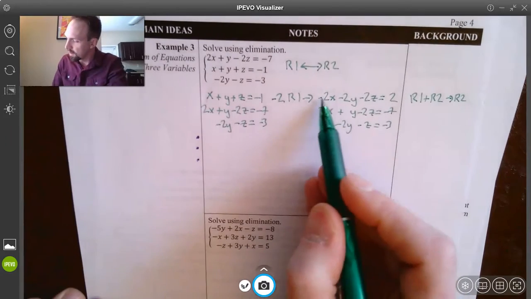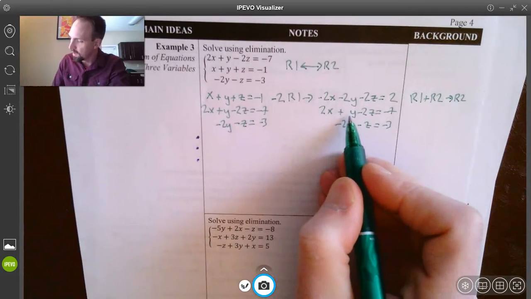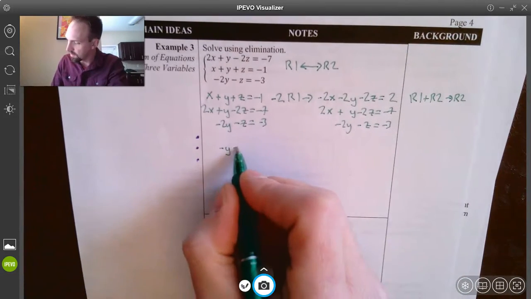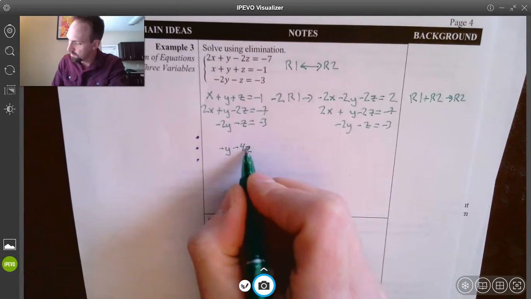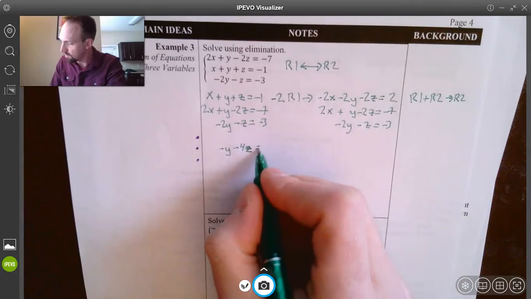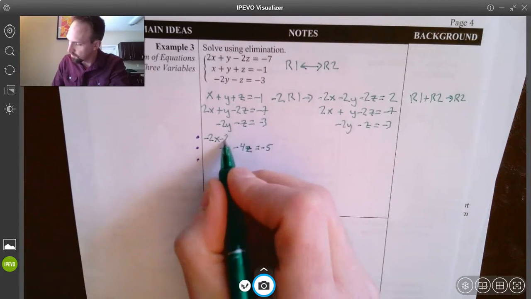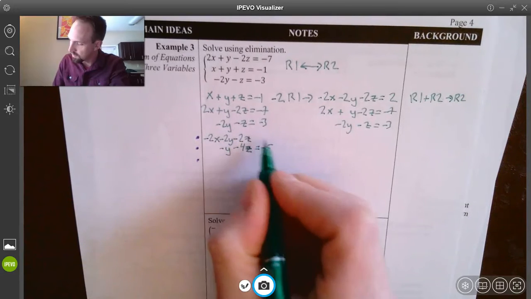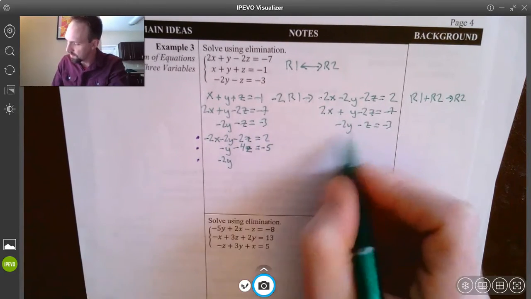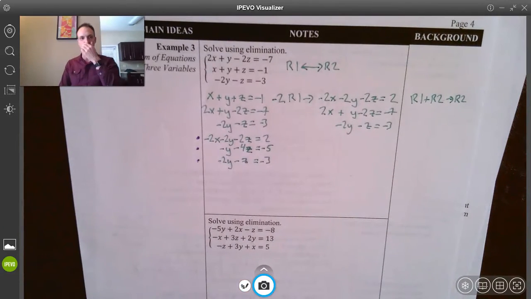So row 2, when I add negative 2x plus 2x, I get 0x. Negative 2y plus y is going to be negative y. Negative 2z minus 2z is minus 4z. And then 2 plus negative 7 is negative 5. Row 1 stays the same: negative 2x minus 2y minus 2z equals 2. And then row 3 is negative 2y minus z equals negative 3. That's my new row 3.